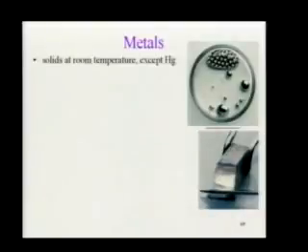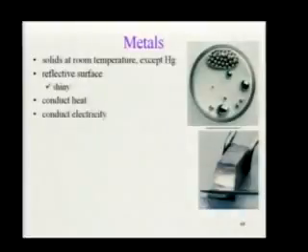So metals are solid at room temperature with the exception of mercury. Remember the symbol for mercury is Hg. They tend to reflect light pretty well. They're shiny. They conduct heat very well. They conduct electricity very well. And they are malleable, so they can be shaped and bent and drawn out, all kinds of stuff.